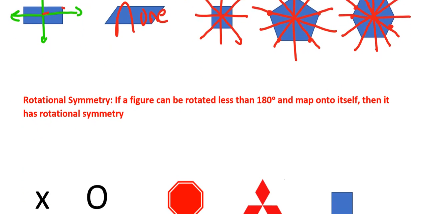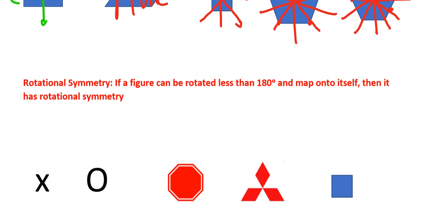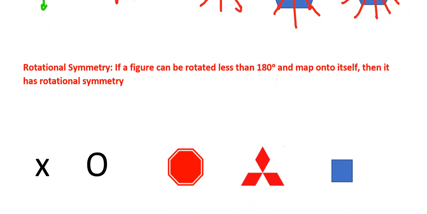So the next type of symmetry is rotational symmetry. Rotational symmetry exists if a figure can be rotated less than 180 degrees and map onto itself. Then it has rotational symmetry. So what this means is the following. First thing, let me tell you how you're going to find the degree, because that's going to be important. With rotational symmetry, you're always going to be asked for the degree.